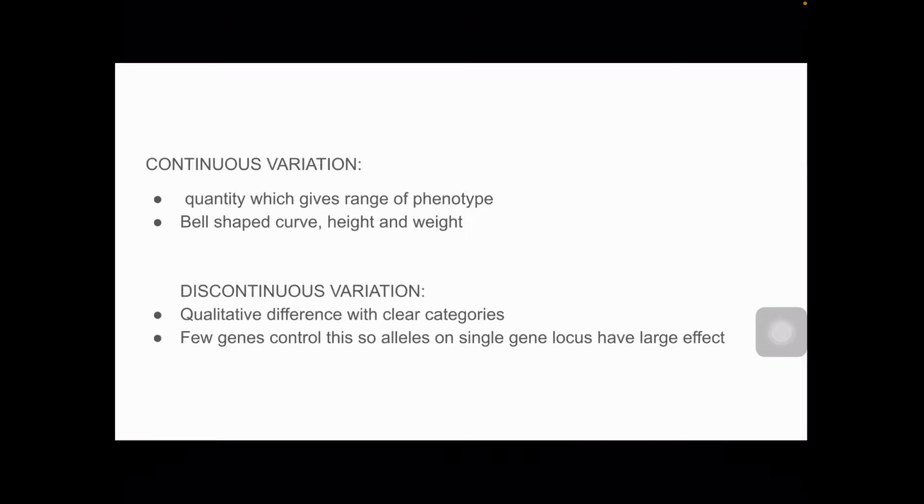And discontinuous variation is a qualitative difference that has clear, distinguishable categories. For example, blood groups, and these are controlled by one or a few genes, so alleles on a single gene locus have large effects on it. You can carry out a t-test to determine whether the means of two normally distributed sets of data are different from one another. This is kind of similar to the chi-square test, so I won't be going through this.